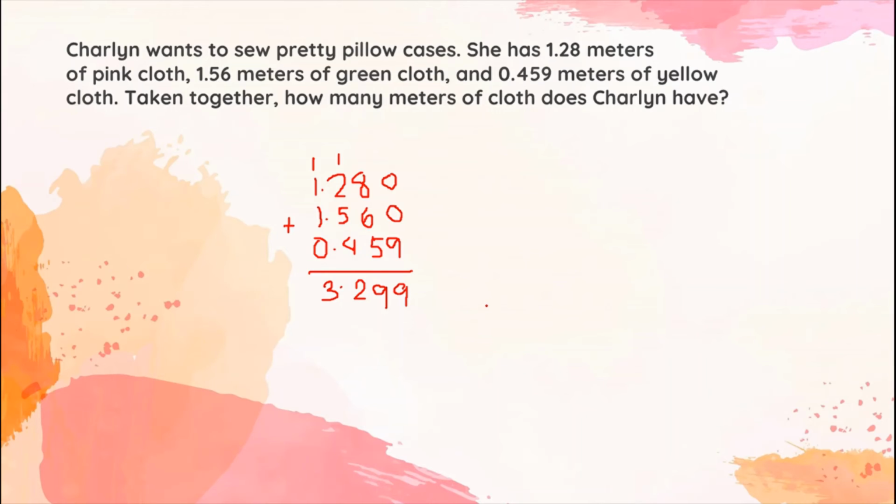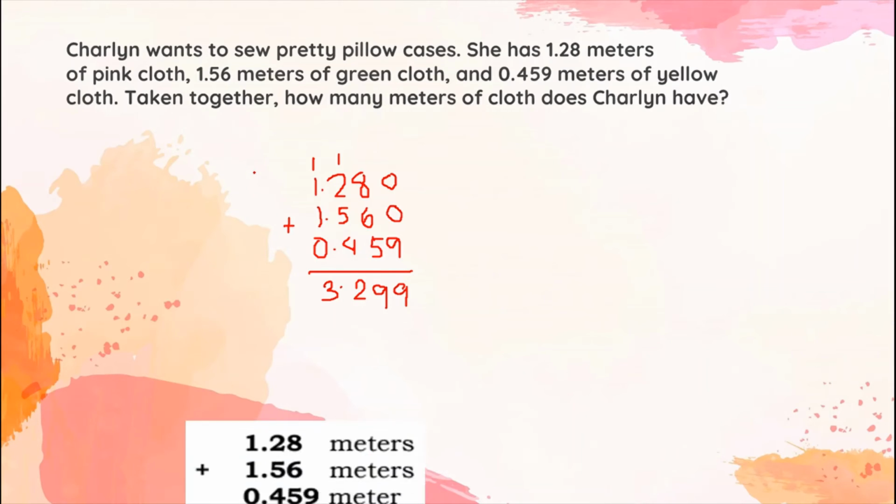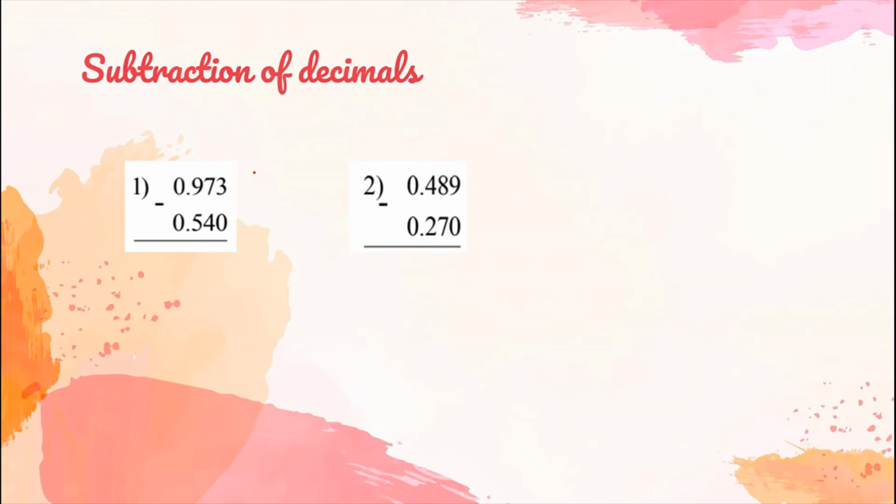Okay, so the total meters of cloth Clarin has is 3.299 thousandths, or 3.299 meters of cloth. So that's it. That's how we add our decimals. This time, let us continue with subtraction of decimals.